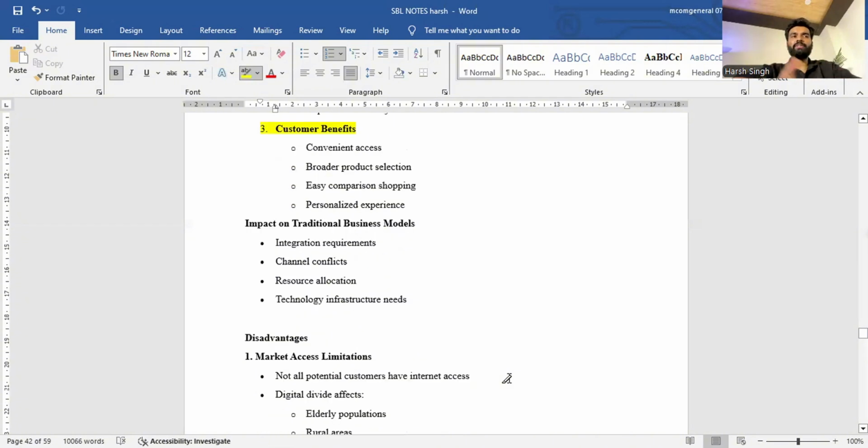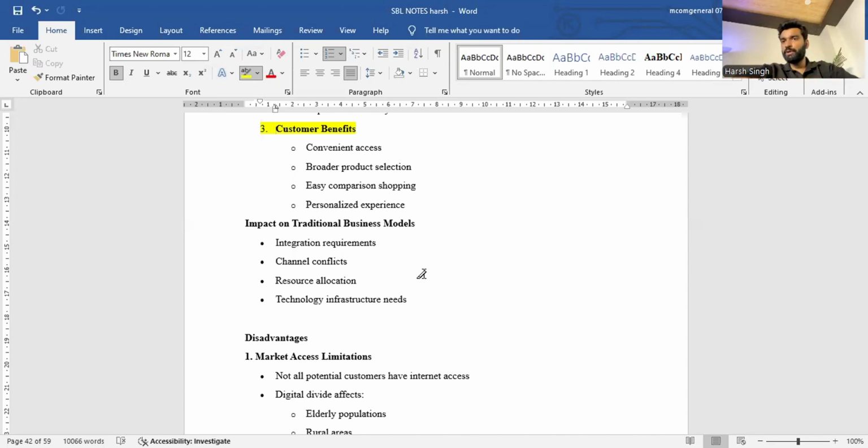Now, what is the impact on the traditional business? While writing down the answer, you have to talk about the integration requirement. It is not that easy to integrate the traditional business with e-business, right? It is not that easy, everyone. You have to talk about these things. After that, the channel conflicts. Channel conflicts will be there. Most of the people will not be ready with the online integration. It will not be easy for you.